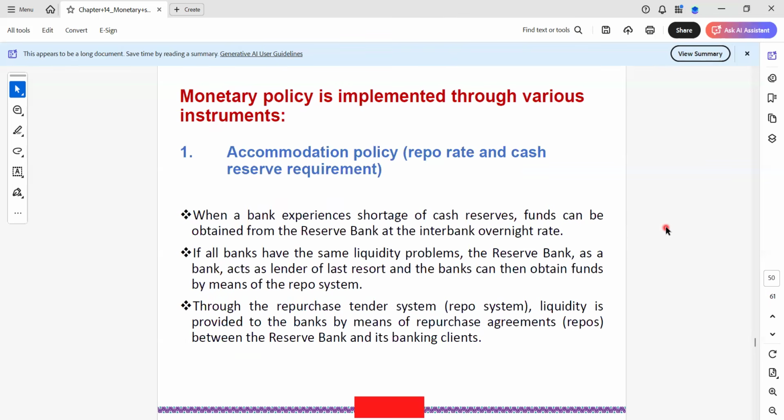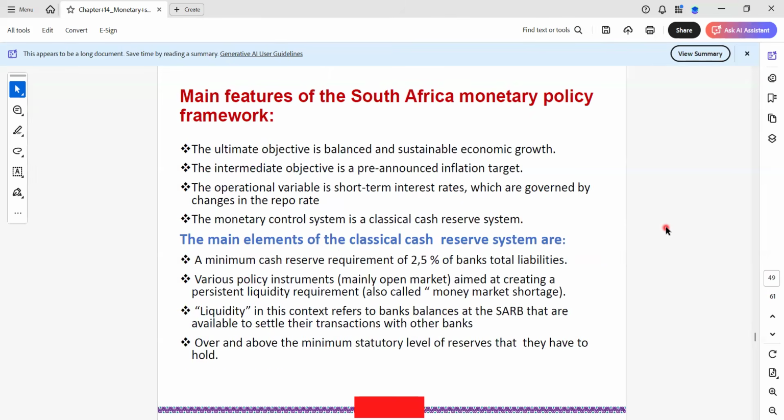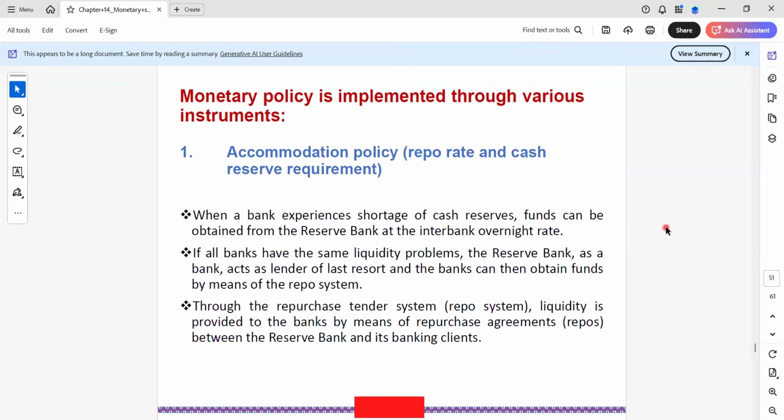Monetary policy is implemented through various instruments. So the instruments of monetary policy are the repo rate, the cash reserve requirement, and the accommodation policy. When a bank experiences, okay, here they're going to say the same things that I said here, guys. Let's just do it. So when the bank experiences shortfalls of cash reserves, funds can be obtained from the Reserve Bank at an interbank overnight rate.